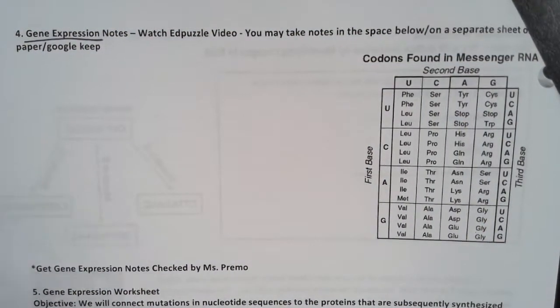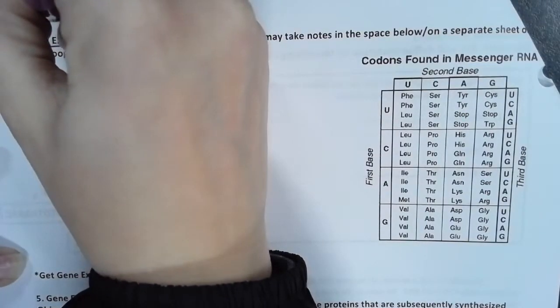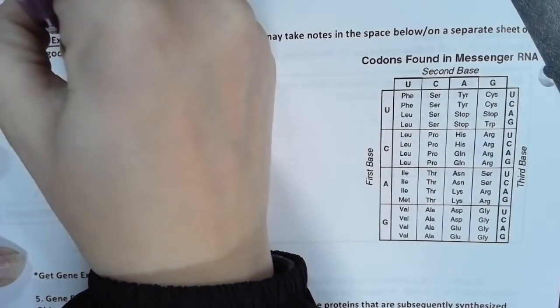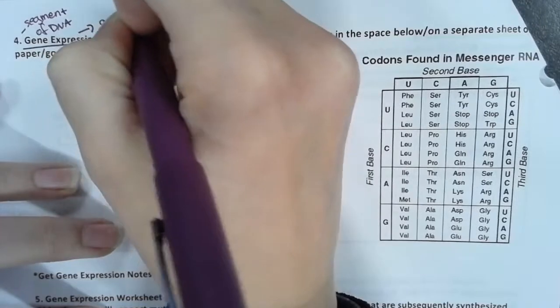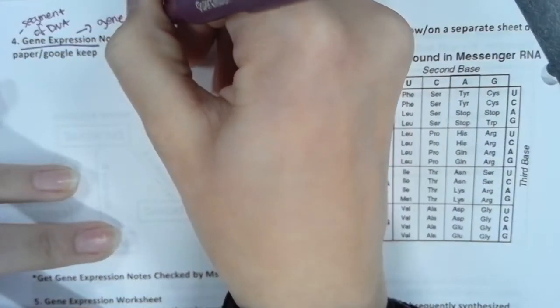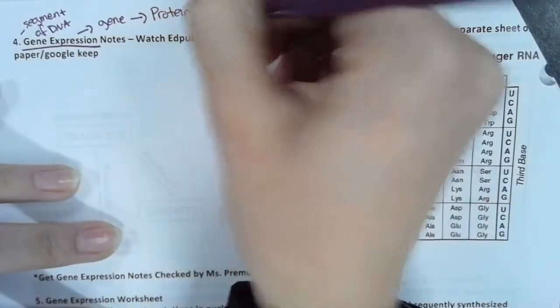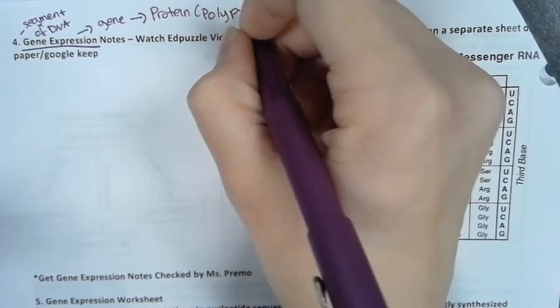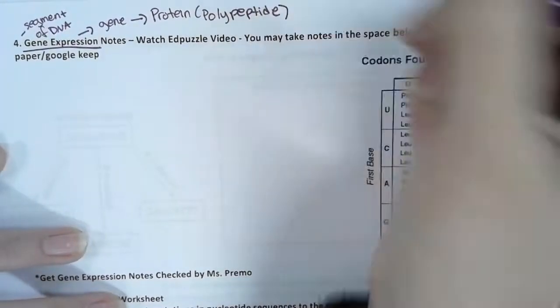Alright, so first we're going to go over what the heck is gene expression. So remember, genes are just a segment or portion of DNA. And when we express a gene, that means that we take a gene and we transcribe and translate it into a protein. Proteins are also called polypeptides. Poly meaning many, and peptide is just the bond that links amino acids together.